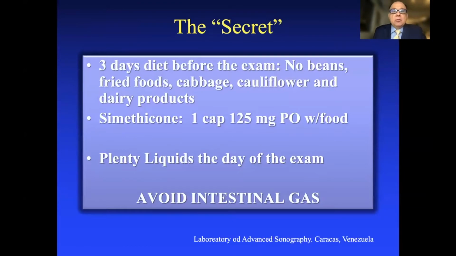We also do this recommendation for our patients: a 3-day diet before the exam with no beans, fried foods, cabbage, cauliflower, and dairy products. Simethicone, 1 capsule with each meal, and plenty of liquids the date of the exam in order to avoid gas.